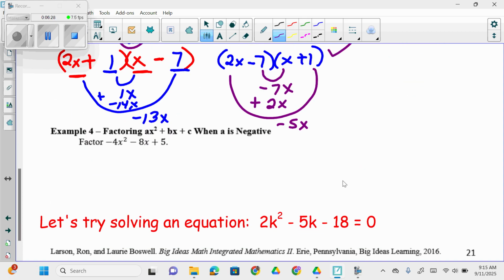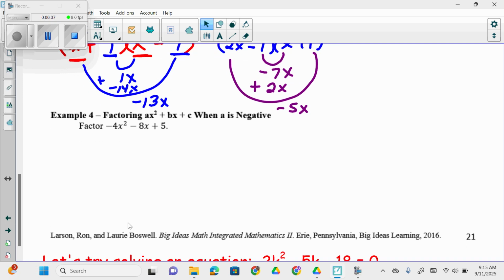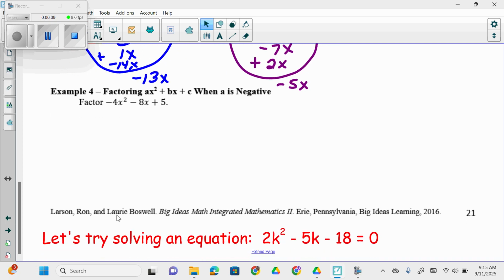All right. Let's look at example 4. In this example, our a value is negative. We never want that. It's not good when your a value is negative. So the first thing I want to do is take out a negative 1. So that's going to change all my signs.